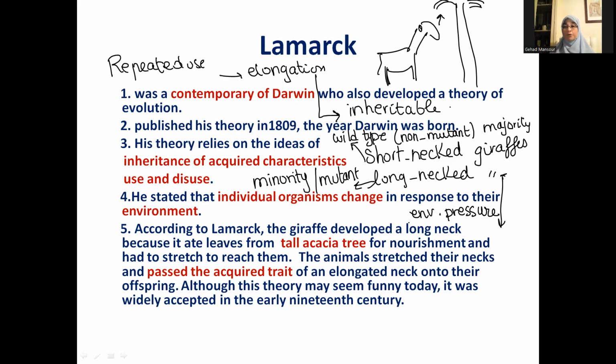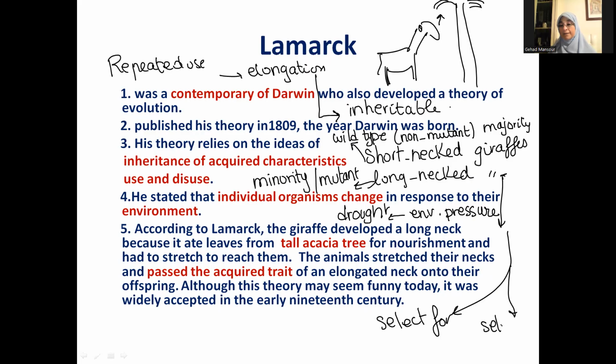The environmental pressure in this context was drought, because drought resulted in all the grass and herbs on the surface of Earth disappearing, and only the long trees were surviving. That environmental pressure will do two things. It will select for a certain variant, and it will select against another variant. So of course, in our example, it will select for the long-necked that can reach the trees and select against the short-necked that cannot reach the trees. And this is actually a summary of Darwin's theory.